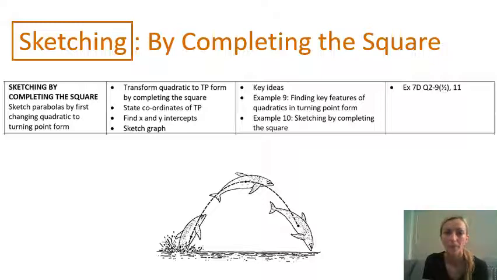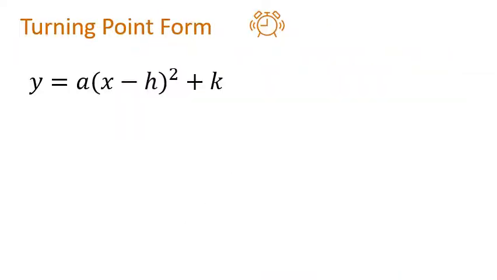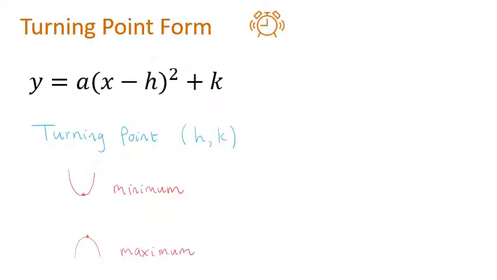bit of a break. This follows on from Monday's lesson in that now we're sketching by completing the square. Remember that when an equation is in this form, you know the turning point. It's (h, k). The parabola will usually go this way up, so the turning point will be a minimum, but if there's a negative out the front, so if a is negative, then it's reflected upside down and the turning point is a maximum. So that's just if there's a negative out the front.